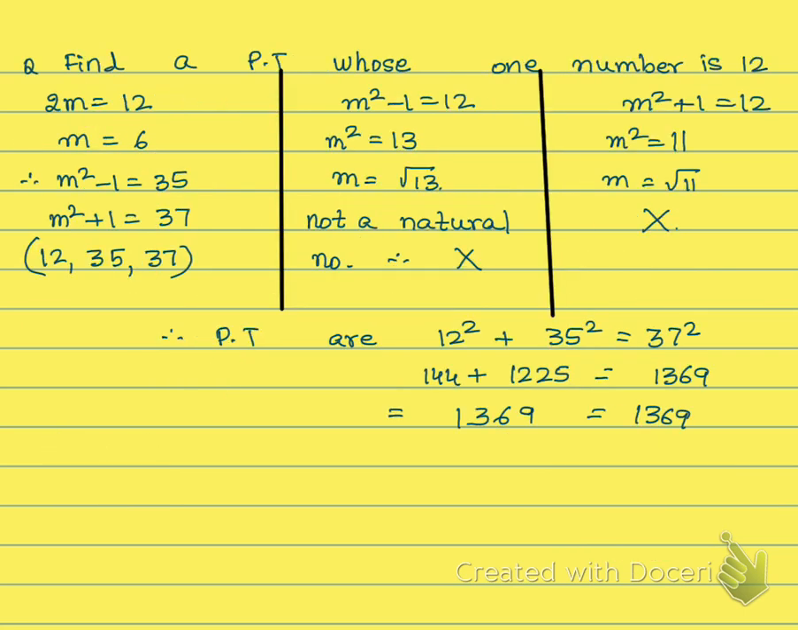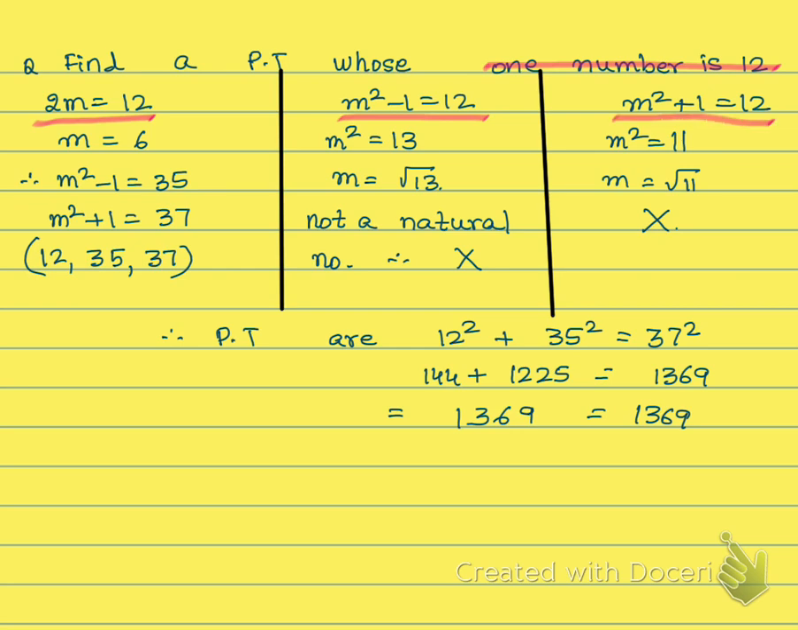Would you like to try one more question with me? Find a Pythagorean triplet whose one number is 12. Now, it's not been given that this is the smallest or the biggest or the intermediate. So, let's say 2m is 12, or say m square minus 1 equals 12, or we can say m square plus 1 equals 12.